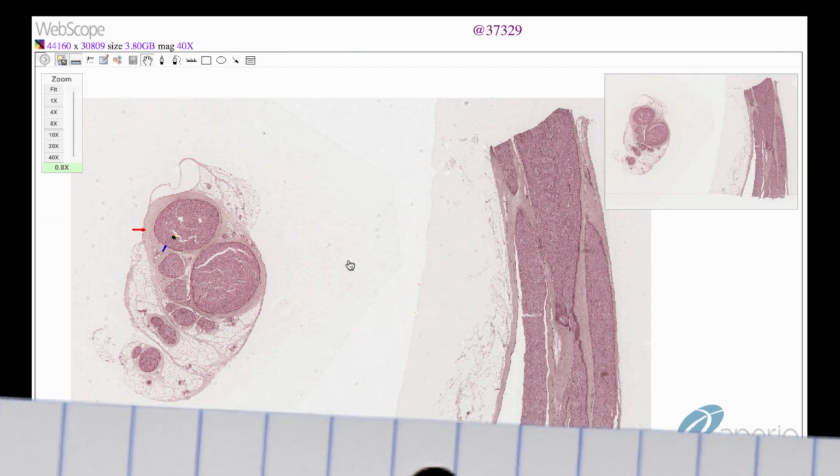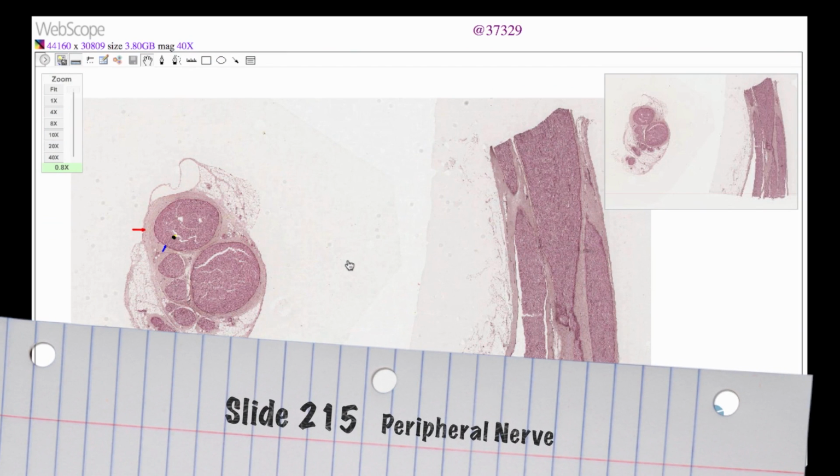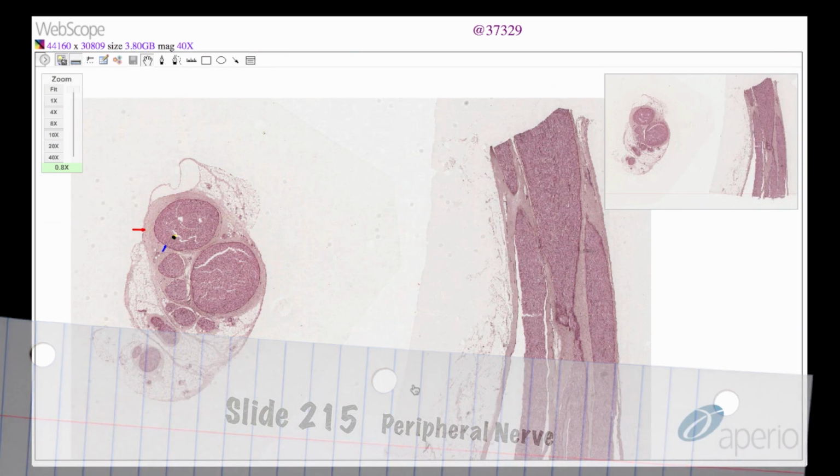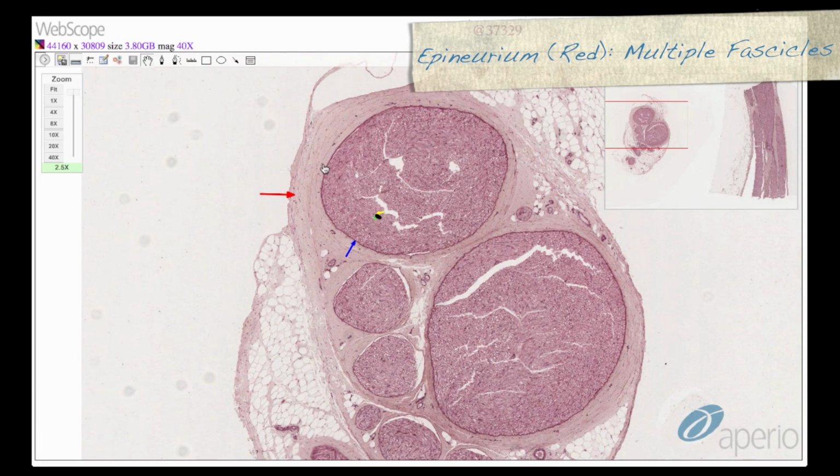We are now looking at slide 215, which is a section of a peripheral nerve prepared with H&E. This slide contains both the cross-section and the longitudinal section of a peripheral nerve. In the cross-section on the left, the epineurium can be seen at the red arrow. The epineurium surrounds multiple fascicles.